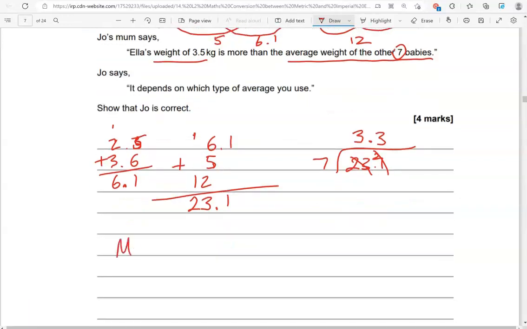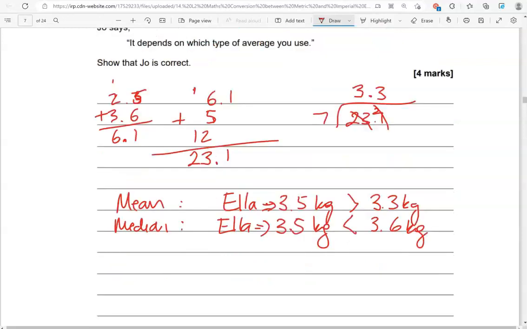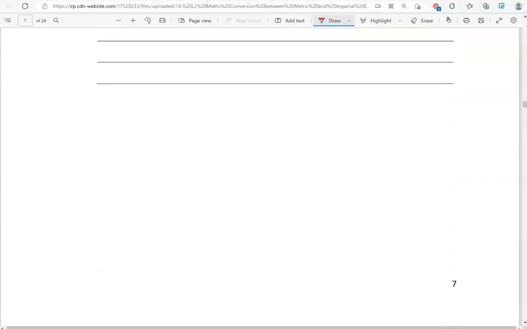So we're going to say mean, Ella, 3.5 kilograms. That is higher than 3.3 kilograms. Median, Ella, that is 3.5 kilograms, which is less than 3.6 kilograms. So we've shown that Joe is correct.